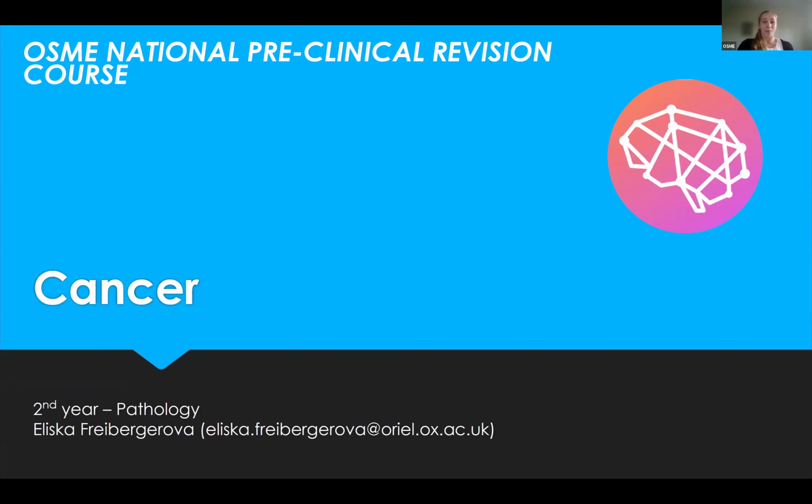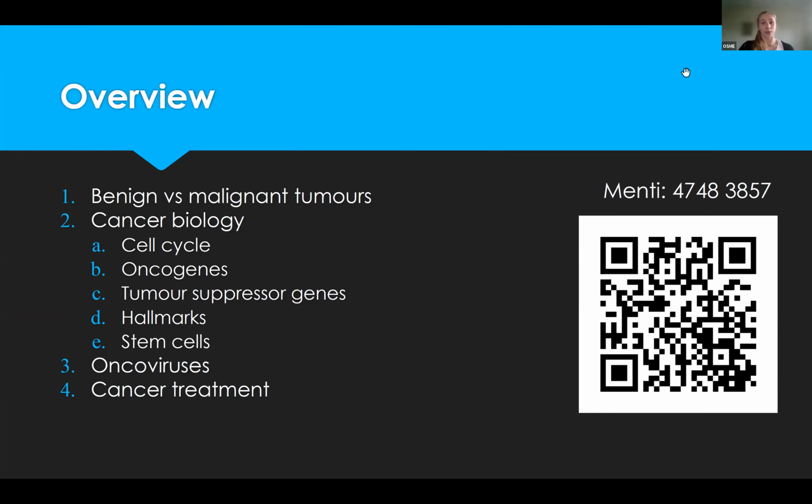Right, so today's talk is about cancer. And the things we're going to be covering are first of how benign and malignant tumors are different. Then we're going to talk quite a lot about cancer biology, and how tumors develop. And later on, some of that's going to be useful when we talk about some of the cancer managements as well. And we are going to be talking about some specific viruses causing cancer as well.